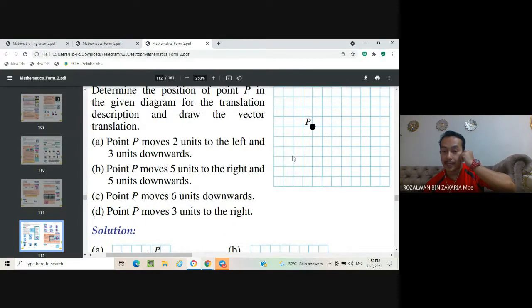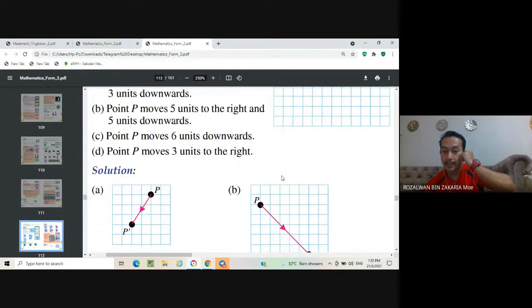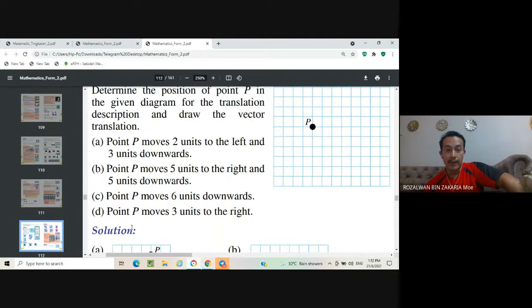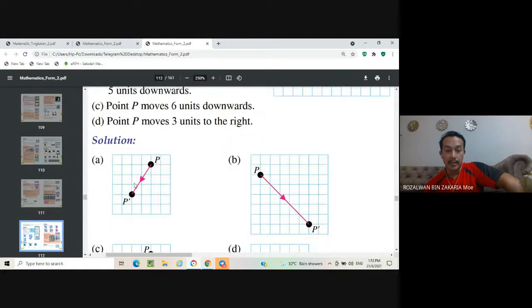after you mark this point, you have to draw the line. You have to join the point P and P prime here. So you will get it like this. You join this one, then put the arrow here. The arrow represents the movement starting from point P to point P prime. Okay, this is in the form of vector. So the movement is 2 units to the left, 1, 2, then 3 units downward, 1, 2, 3. Okay, so this is the answer for A.